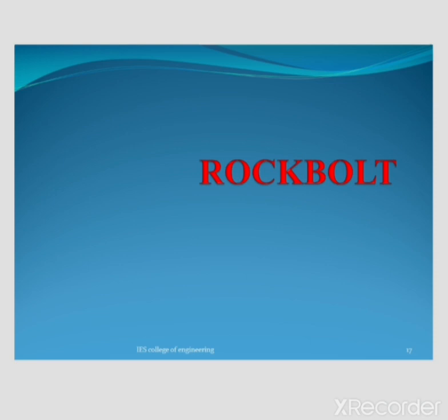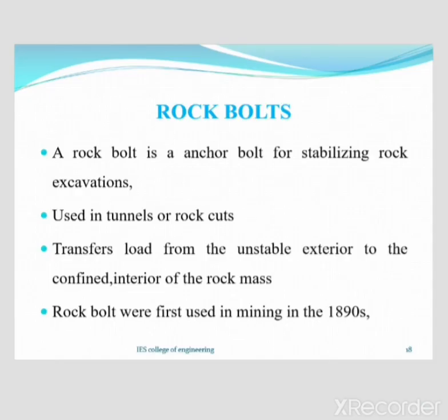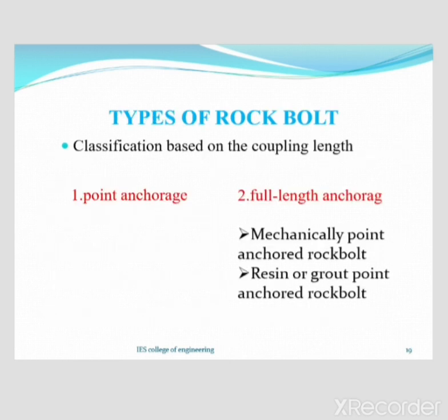Next, rock bolt. The rock bolt is an anchor bolt for stabilizing rock excavations, used in tunnels or rock cuts. It transfers the load from the unstable exterior to the confined interior of the rock mass. Rock bolts were first used in mining in the 1890s. And types of rock bolt.